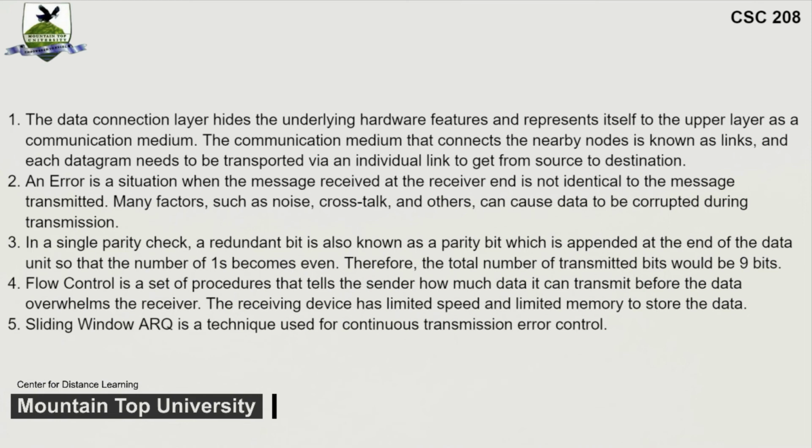2. An error is a situation when the message received at the receiver end is not identical to the message transmitted. Many factors, such as noise, crosstalk, and others, can cause data to be corrupted during transmission.